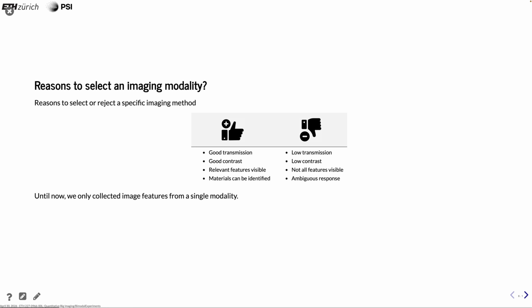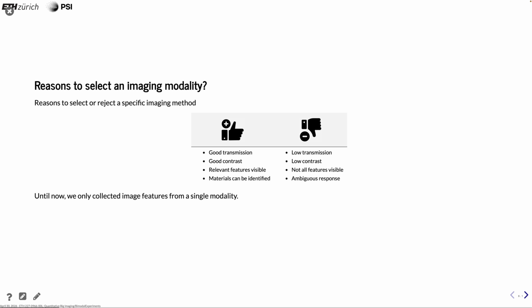To reject a method, we definitely look at low transmission, so it actually doesn't provide the information that we need purely in the sense of intensity. We may have low contrast, so it's very hard to distinguish if it's one material or the other. And with that, also not all feasible features may be visible. That could also be a resolution thing. And it could also be that the contrast between different features is too low and you cannot distinguish which material it actually is.